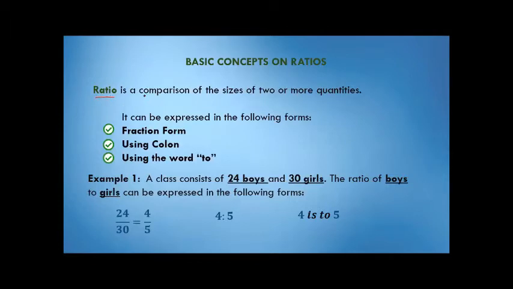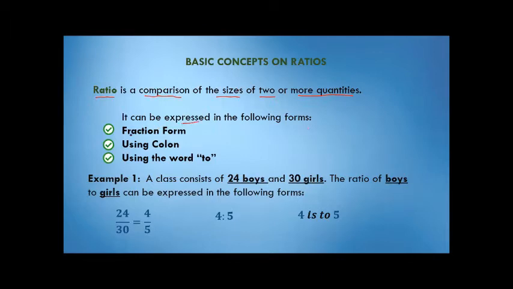Ratio is a comparison of the sizes of two or more quantities. So ibig sabihin, nagkukumpara tayo ng sizes ng dalawa or more quantities. So pag sinabi nating sizes, pwede siyang dami ng isang quantity sa iba pang quantity or pwede rin siyang measurement ng isang quantity sa iba pang quantities. Okay? So ratio can be expressed in the following forms.